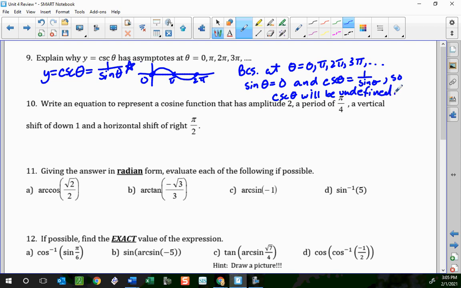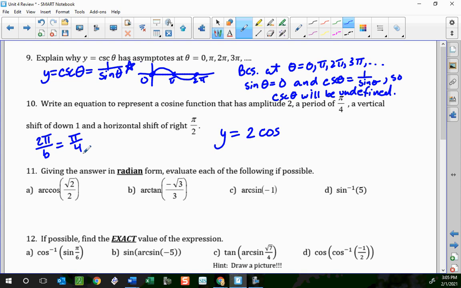Okay. All right, number 10, write an equation to represent a cosine function that has amplitude of 2, period of pi over 4. So here we go, amplitude 2, cosine. Now the period is pi over 4. So remember, the period goes like this. 2 pi is a normal period, divided by b is supposed to make pi over 4.